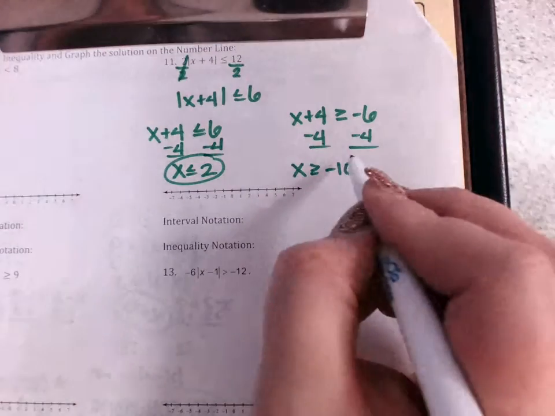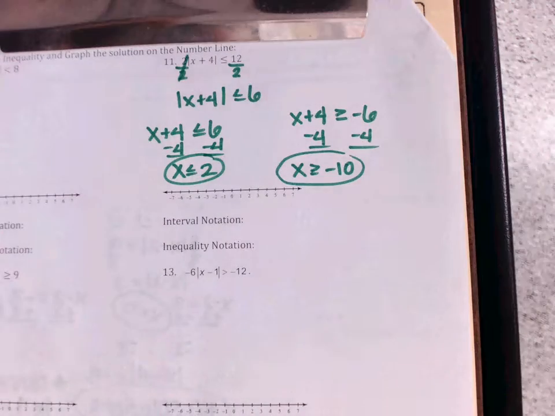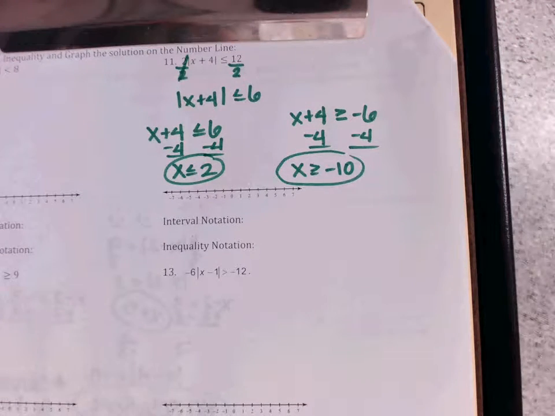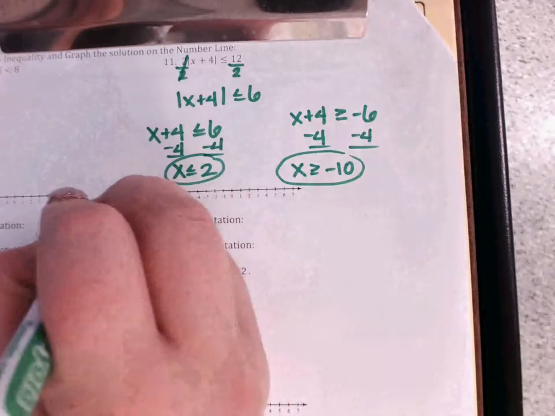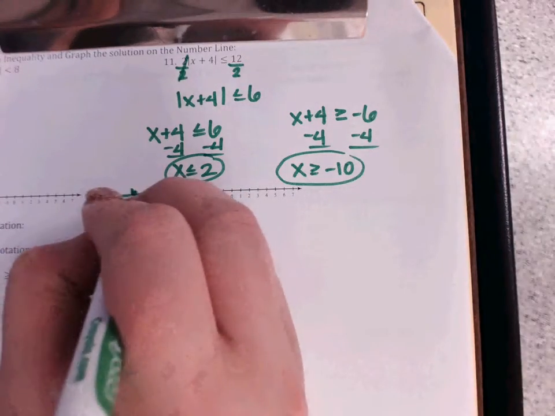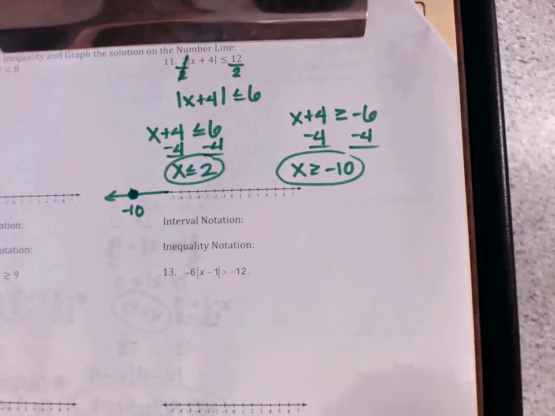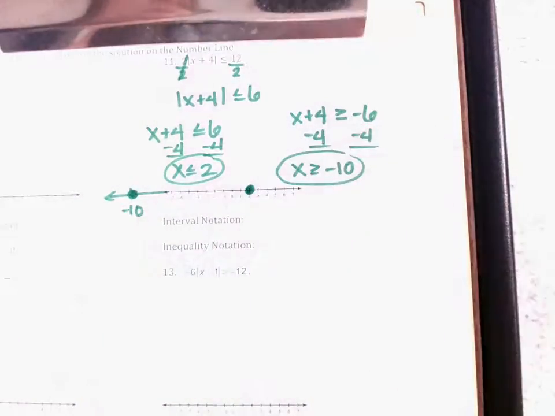Okay? Then we're going to have to put dots on our number line. Will we use open or closed dots if they have equal to's? Closed. Very good. Now negative 10 is not on here, so just make it go back further. Okay, we'll put negative 10 right here. So closed dot on negative 10, closed dot on 2.